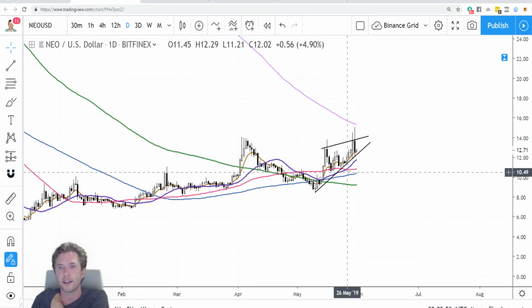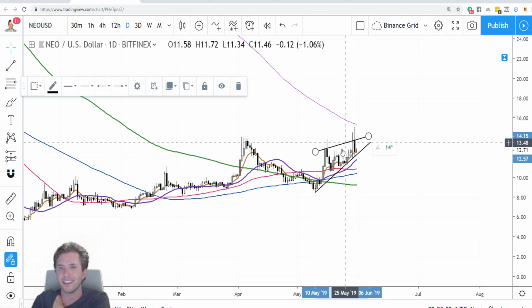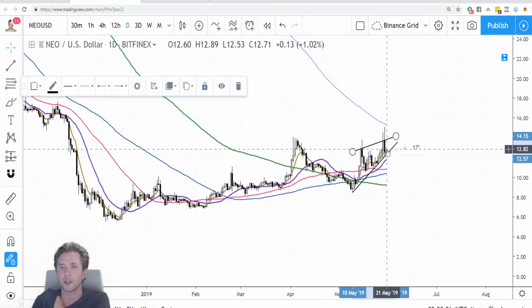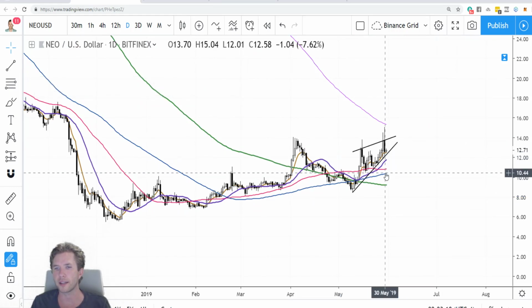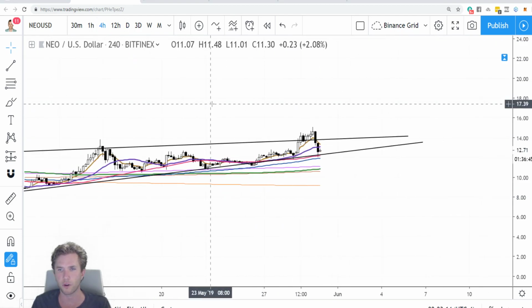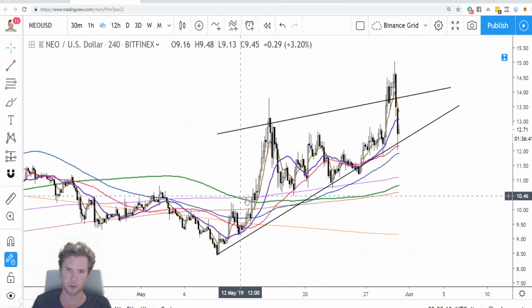Again, this looks like a rising wedge on NEO USD. These typically break up in bull markets, but with Bitcoin doing what it's doing, I could see this breaking down and then getting another pullback down to maybe this 100 MA level or whatever's being respected the most. Let's look at the 4-hour. What's supporting it right now?